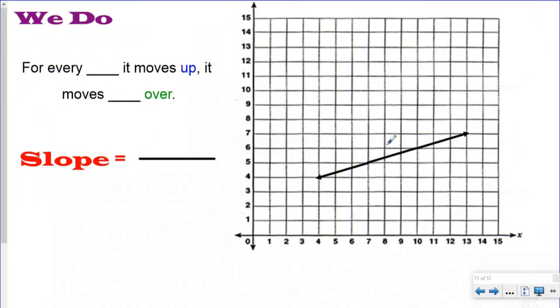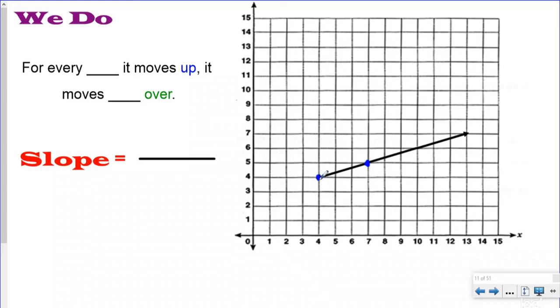So you can see this line is a little bit flatter. It's not as steep, right? And we want to know, okay, what is the slope of this line? So again, this one actually is really nice to us. It starts right here at 4, 4. And our next point that crosses over perfectly at an ordered pair would be 7, 5.